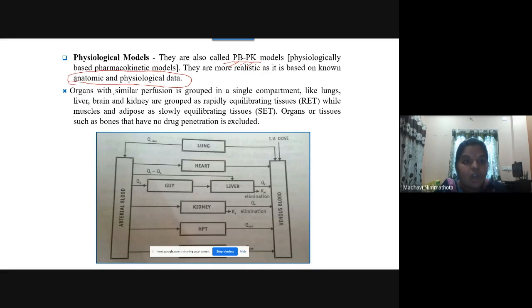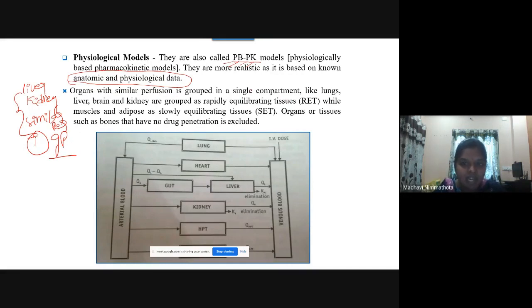See, organs with similar perfusion. That means, suppose your liver and kidney have a similar, the same perfusion rate. You just group these kinds of organs into one group. Organs with similar perfusion are grouped in a single compartment.